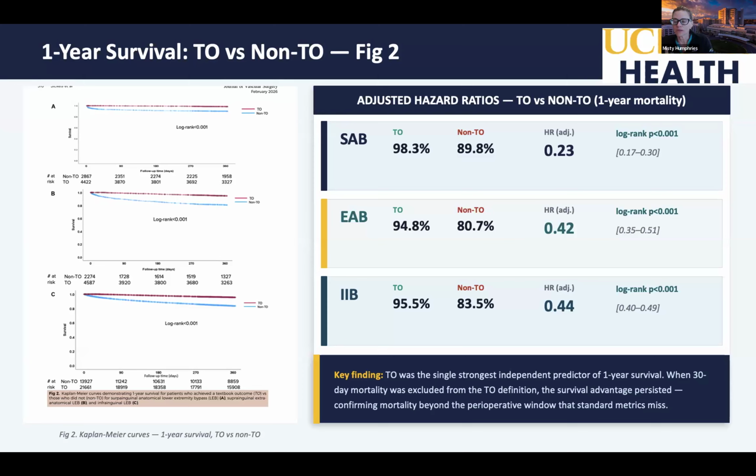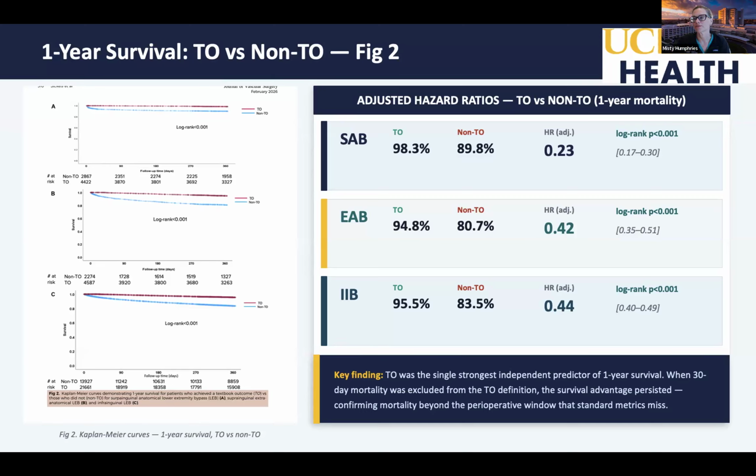And so one thing to keep in mind is that the authors also ran a sensitivity analysis removing 30-day mortality when they looked at the textbook outcome. That way they took away this confounder of in-hospital death when you're looking at these 1-year metrics.